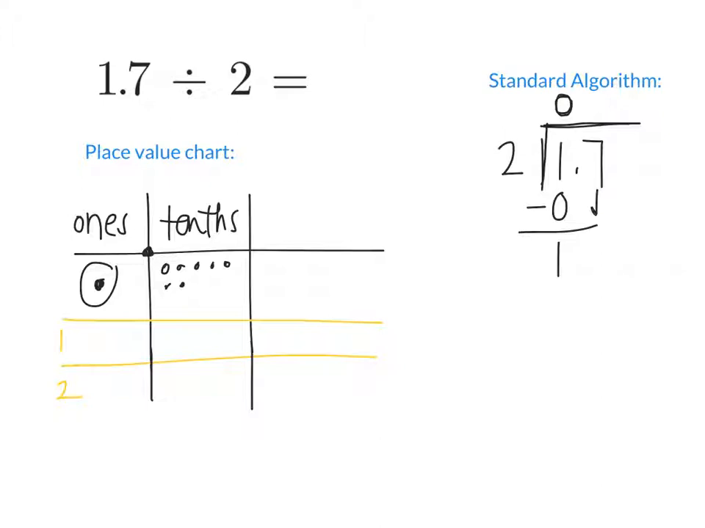When Brother brings down the 7, how does he get 17? Well, this 1 one gets regrouped and it becomes how many tenths? Let's draw those. 1, 2, 3, 4, 5, 6, 7, 8, 9, 10. Do you see how now we have a total of 17 dots in the tenths column? Let's share those. Dad's going to divide.